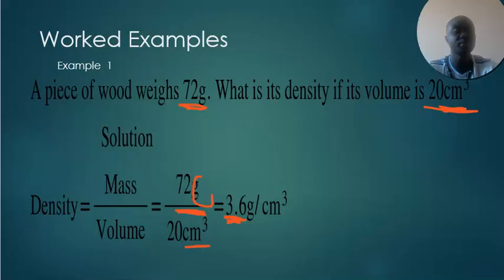So that will be the unit, the gram per centimeter cube. That's the unit for density after substituting. So that is the answer to the first question.